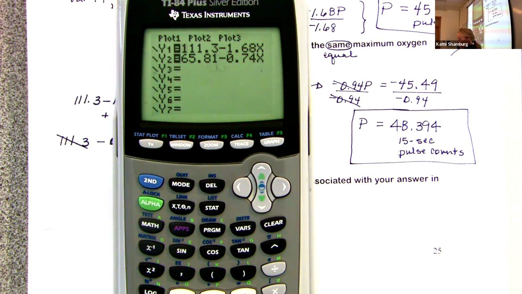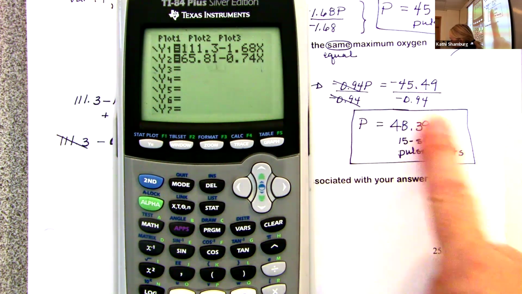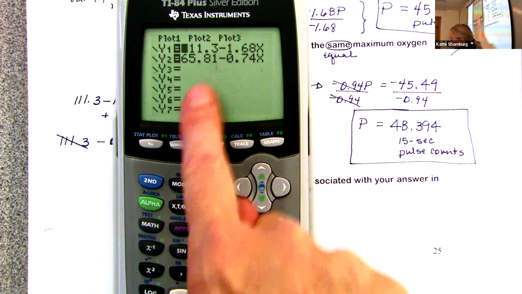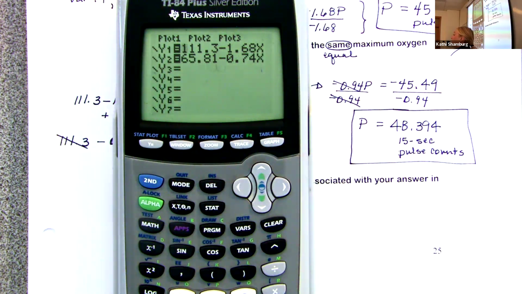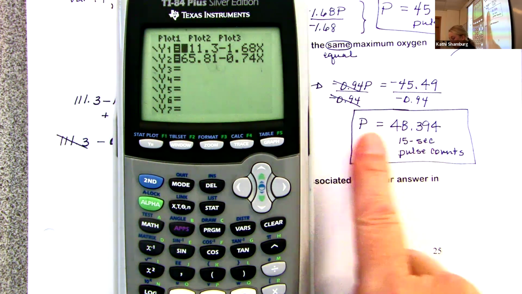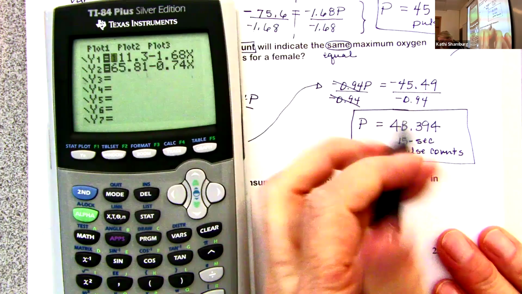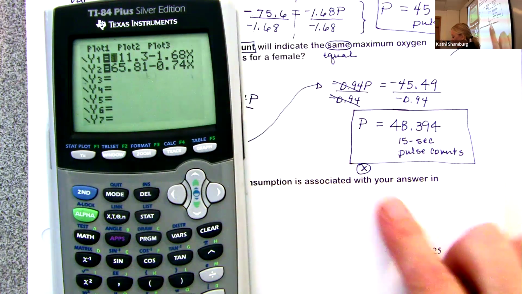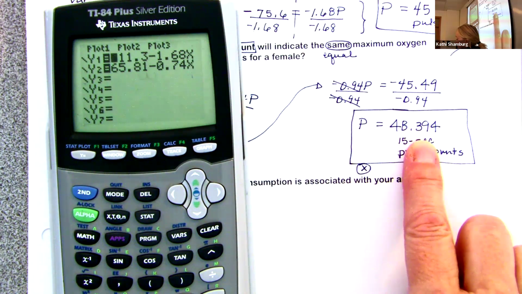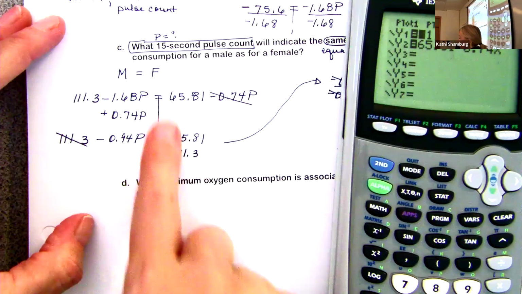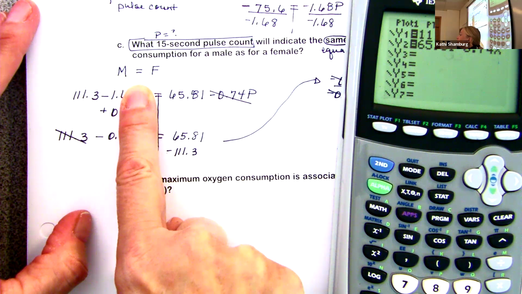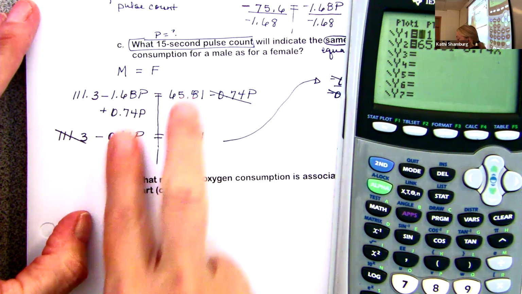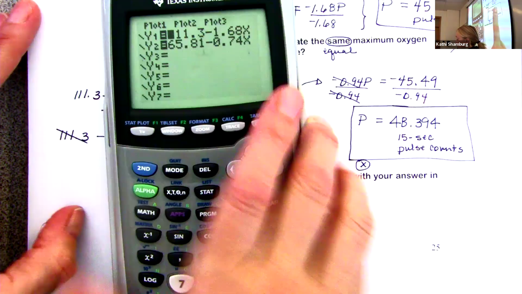Everybody good? Okay. Now, my variable is P. In my calculator, what letter represents this P? X, right? So we're going to look at our table, and we're looking at when X is equal to 48.393, what is true about your two function values? They'll be equal. When the two function values are equal, this is my P.